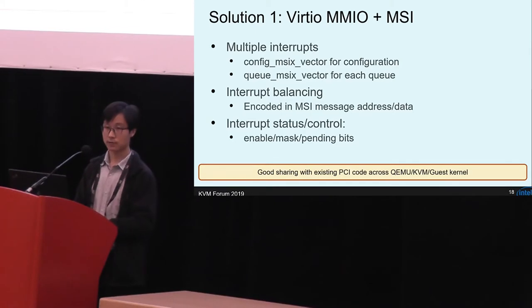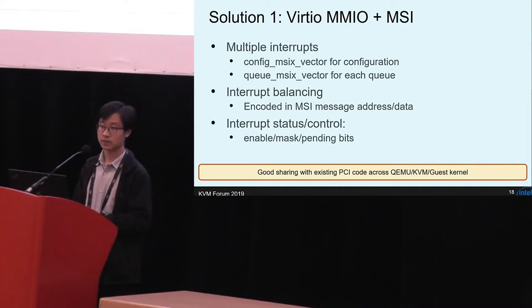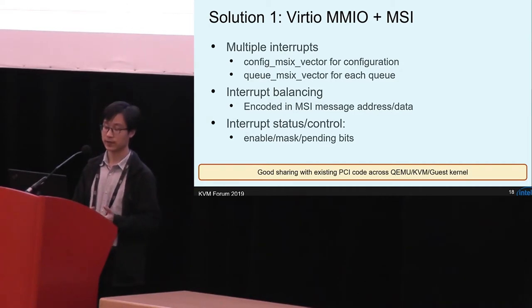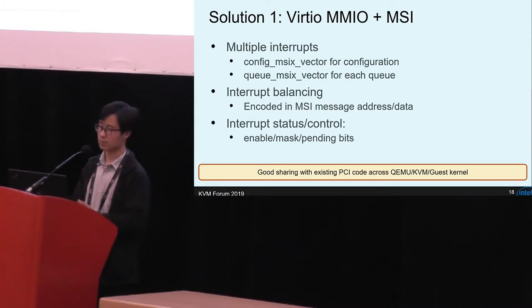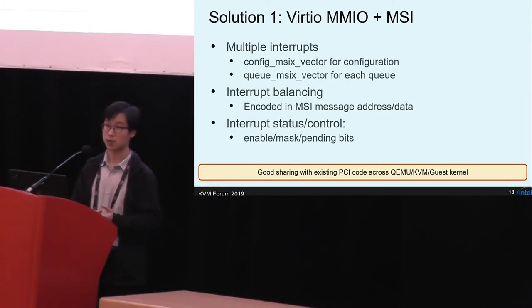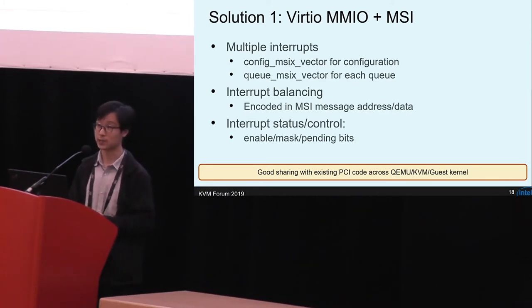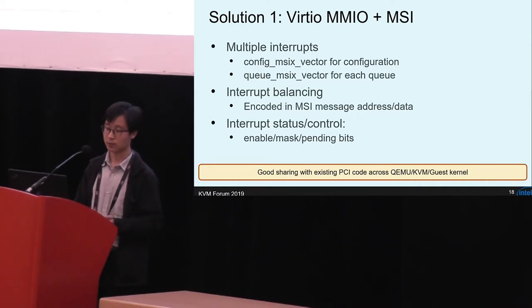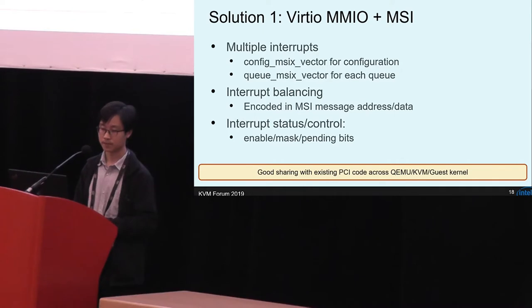So we have two solutions. This is the first solution. In this solution, we want to reuse the MSI that exists for virtual PCI, because MSI already supports multi-interrupt, and also it supports interrupt balancing. So once we enable that, we will get this capability.